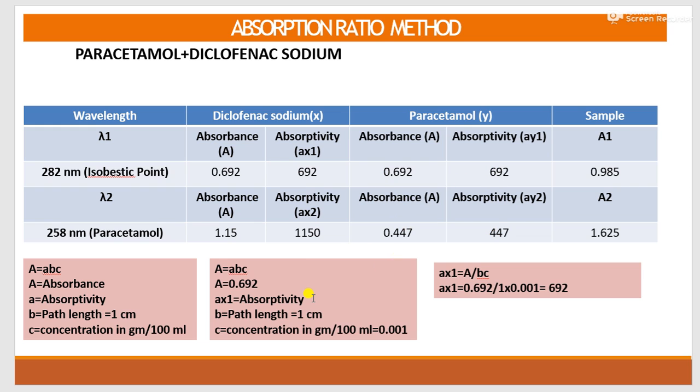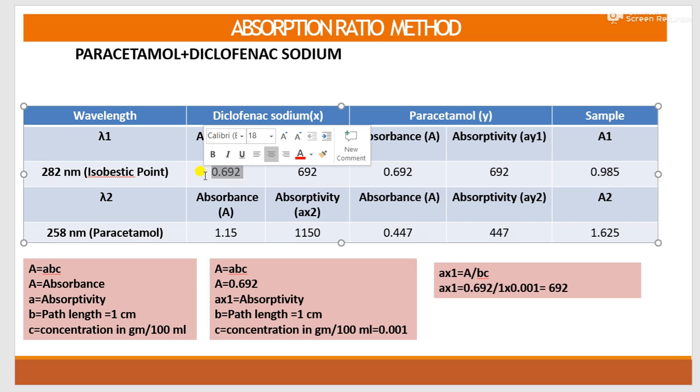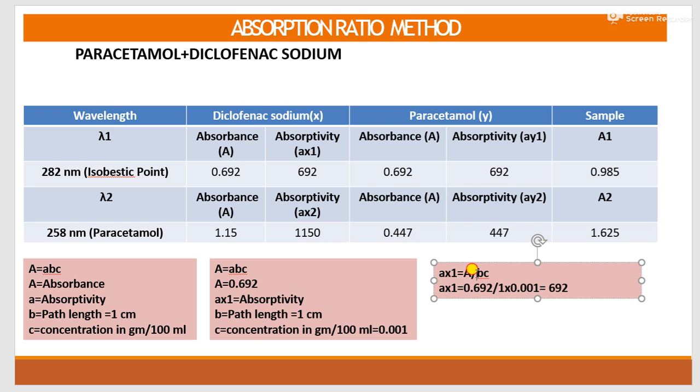How is absorptivity calculated? Small a is our absorptivity. So A is equal to abc. I will discuss one reading, the rest you can understand very well. So for A equal to 0.692, what will be the absorptivity? Small a will be equal to A by bc. So 0.692 by 1 into c, where 1 is the path length and c is the concentration.